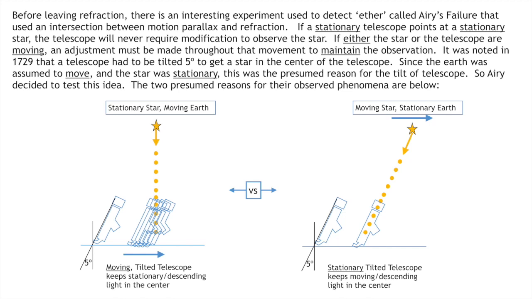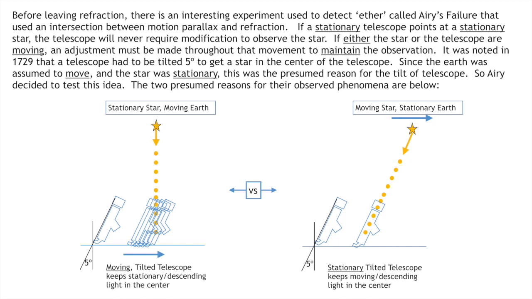Since the Earth was assumed to move and the sky was stationary, this was presumed to be the reason for the tilt of the telescope. So Airy decided to test this idea. And the two presumed reasons for the observed phenomenon are below.